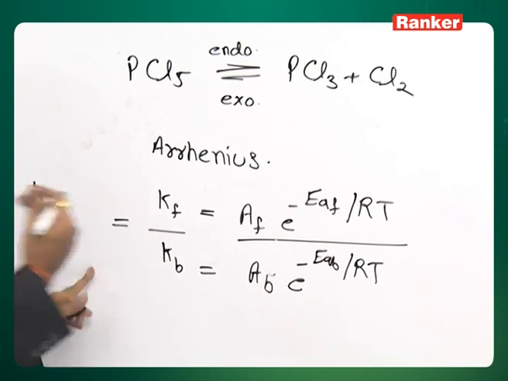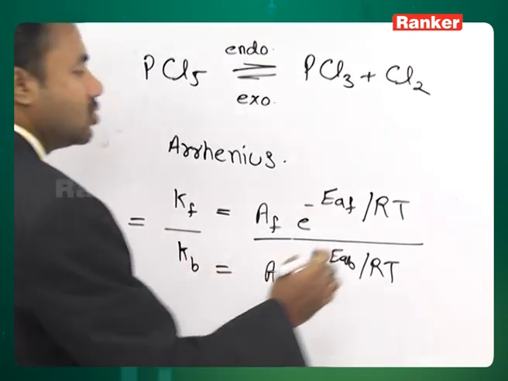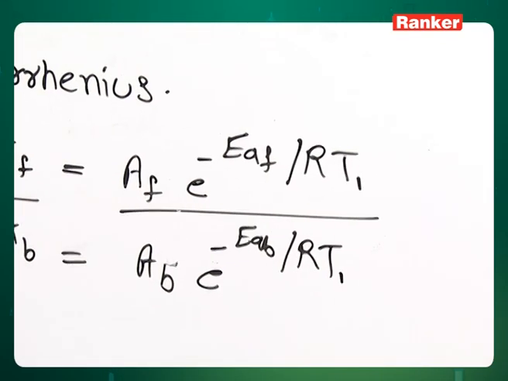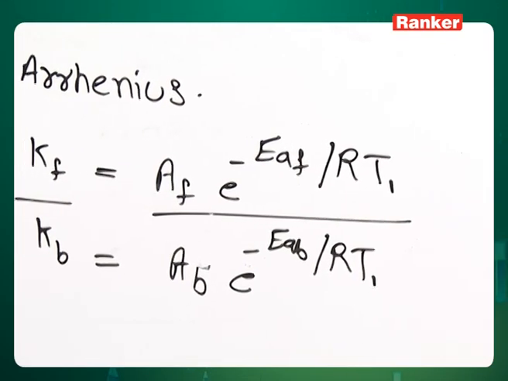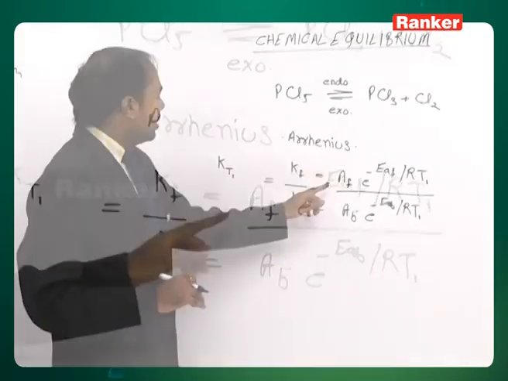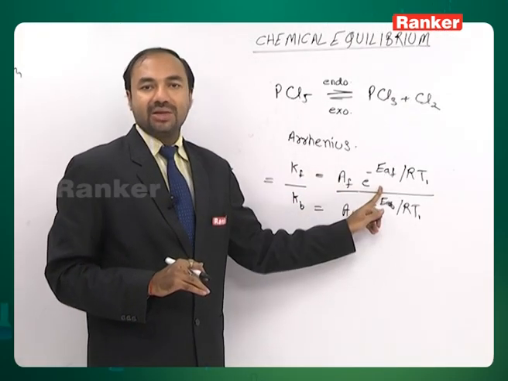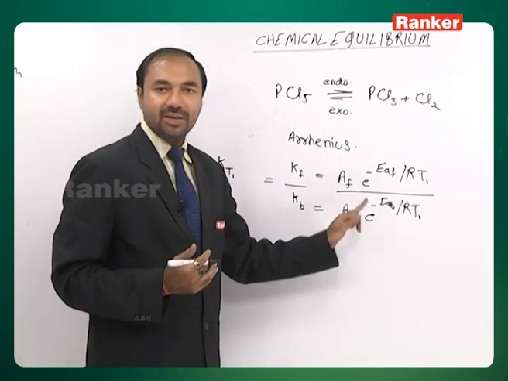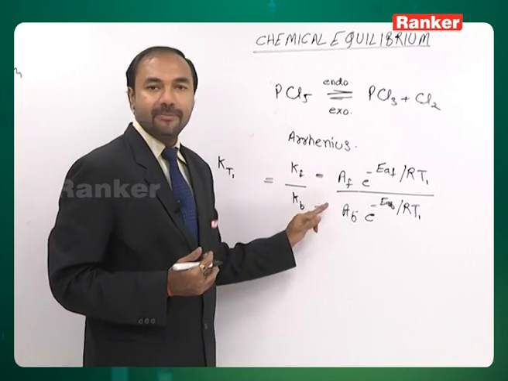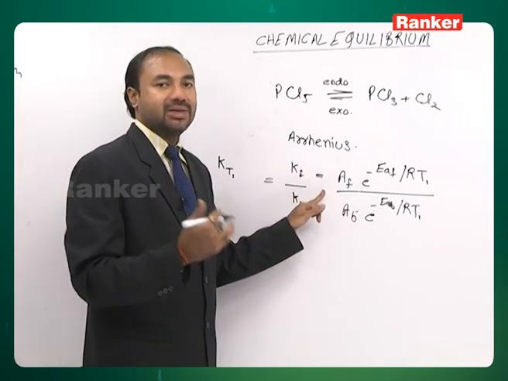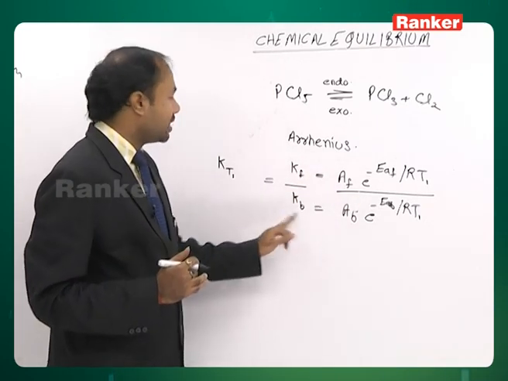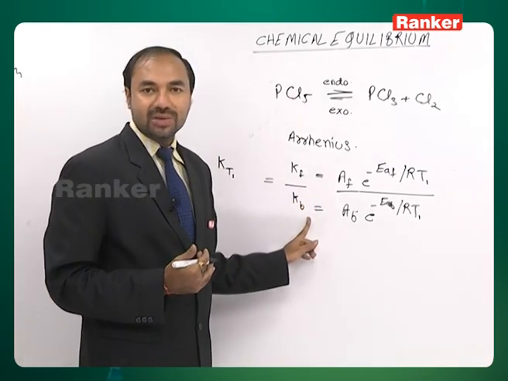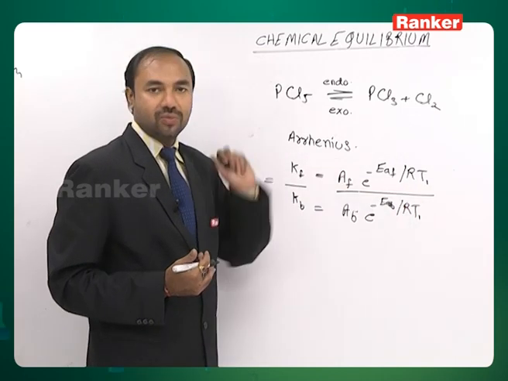Suppose we change temperature now. We assume this to be temperature T1, so this becomes the equilibrium constant at temperature T1. Arrhenius constants and activation energies are assumed to be constant in the given temperature range, so you are not going to put 1 or 2 on them because they will be the same for the second temperature range also. A similar equation we write for the forward and backward rate constants for temperature T2.